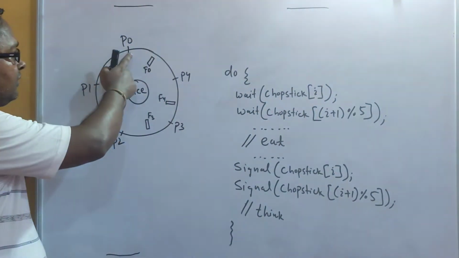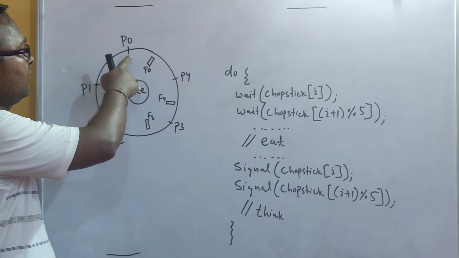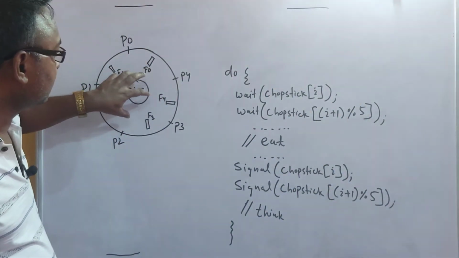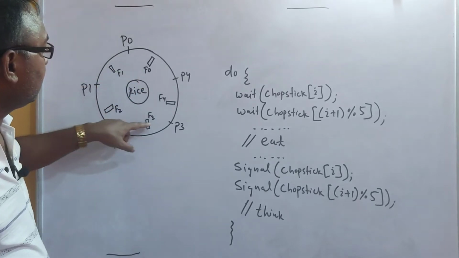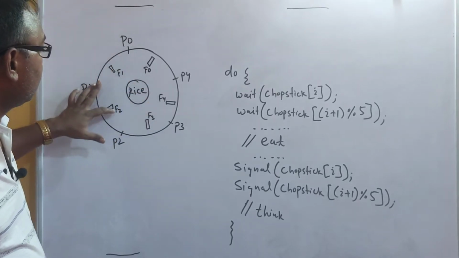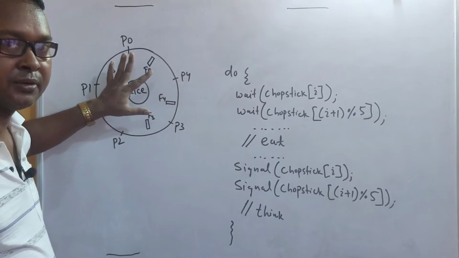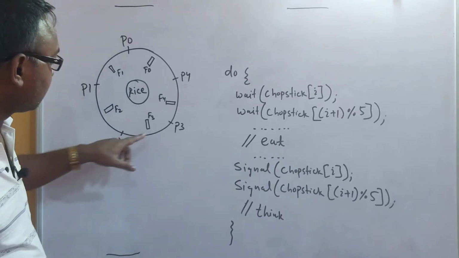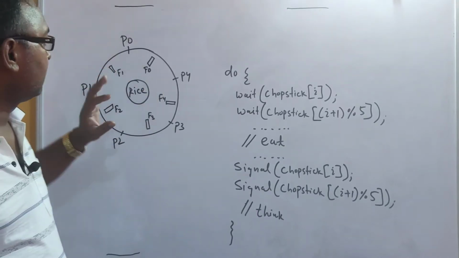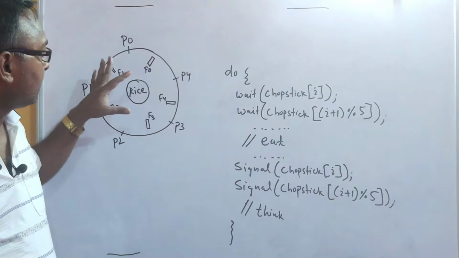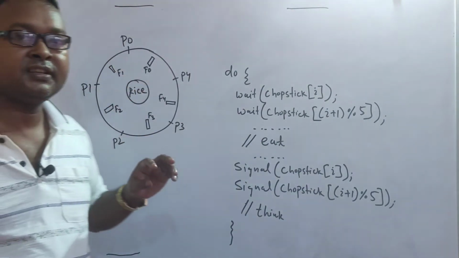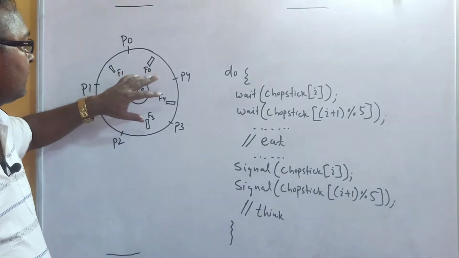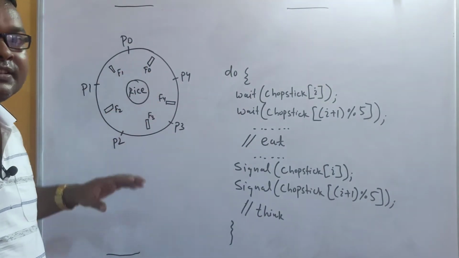Okay, so that is the situation, right? So the only problem here, the constraint over here, is that they have only the 5 forks F0, F1, F2, F3, F4. Forks means chopsticks, right? So they have 5 forks, 5 philosophers are there, but the requirement of forks for the 5 philosophers is 10. Okay, so the resource required by the 5 philosophers is 10.